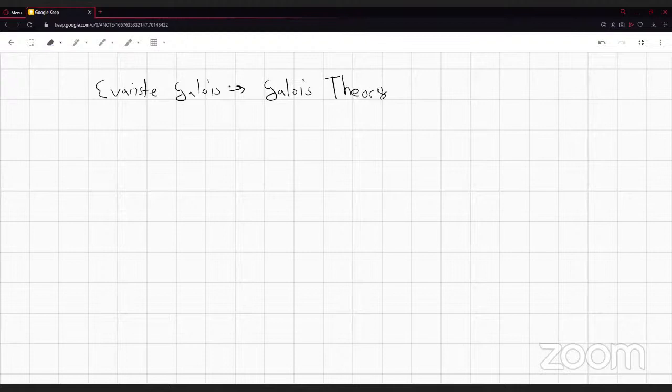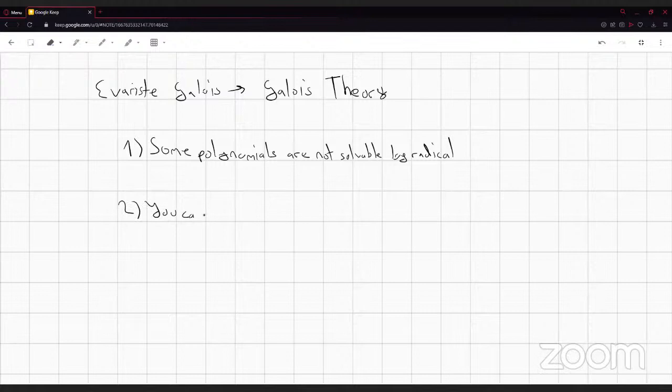This theory might seem really dull. However, it can be used to solve and explain some important problems. Namely, some polynomials are not solvable by radicals. And the second one is that you cannot trisect an angle using a compass and straight edge.